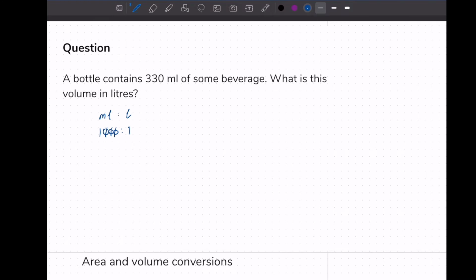Well, a good way to think about milliliters to liters is to write down 1,000. Right, so if I have 1,000 milliliters, I have 1 liter. So how many thousands do I have in 330? Well, I have 0. How many hundreds do I have? Well, I have 3. How many tens? 3. And then 0 ones. So in liters, right, we have 0.33 liters.